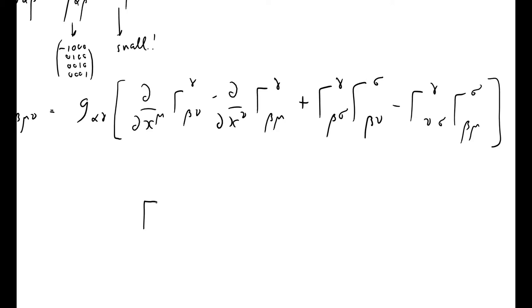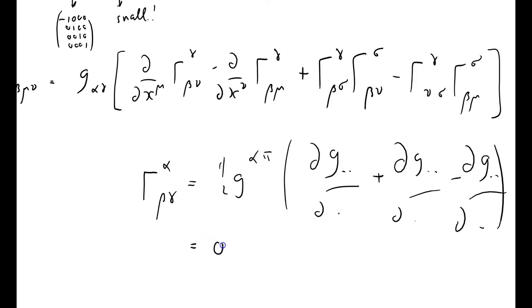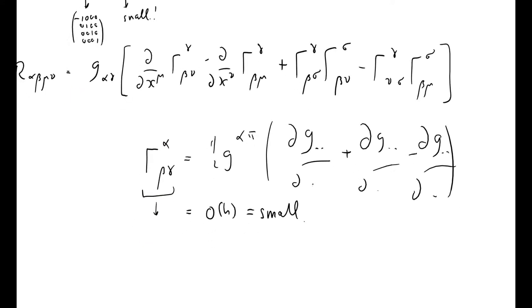I'm going to make the observation that the Christoffel symbol, I'm just going to say alpha, beta, gamma equals g^{alpha pi}, it's a half of this, isn't it? It's going to be the derivative of g something with respect to something plus the derivative of g something with respect to something else minus the derivative of g something with respect to something else. I'm going to make the observation this is of order h, so it's small, because it's differentials of something small, and I've assumed that they're small, and so the whole thing is of order h.